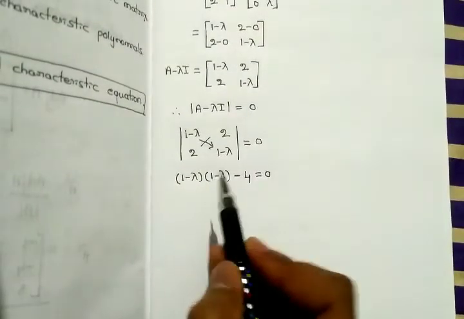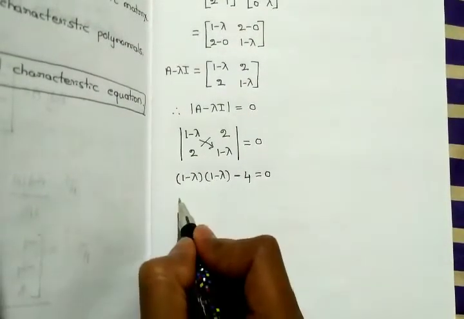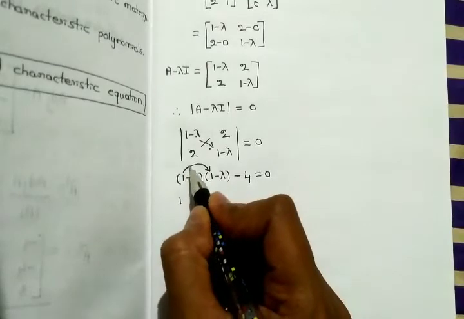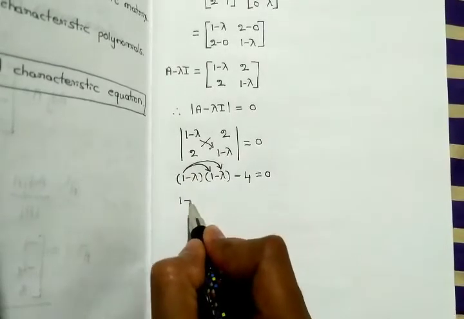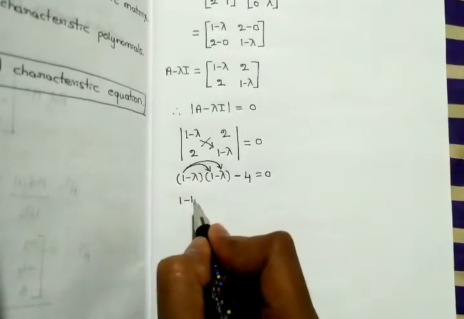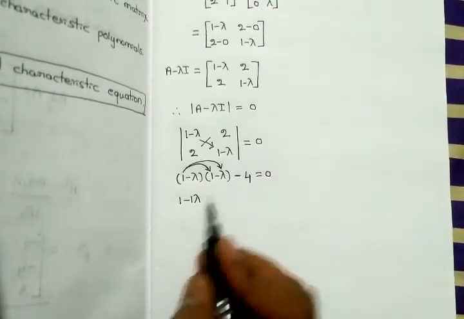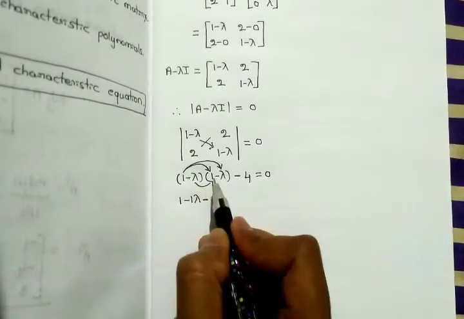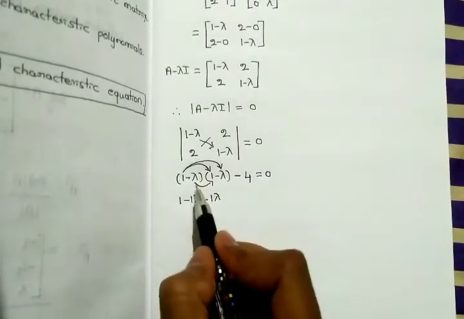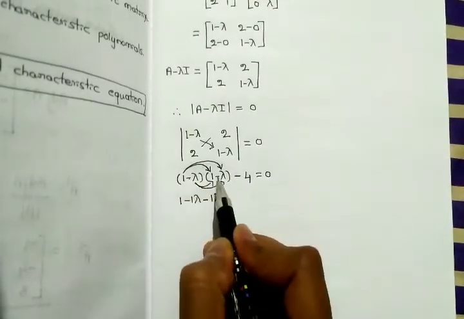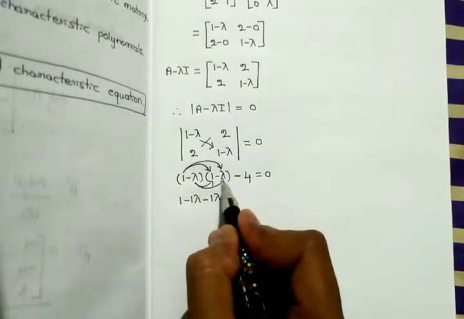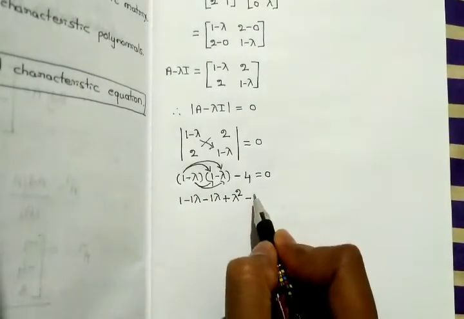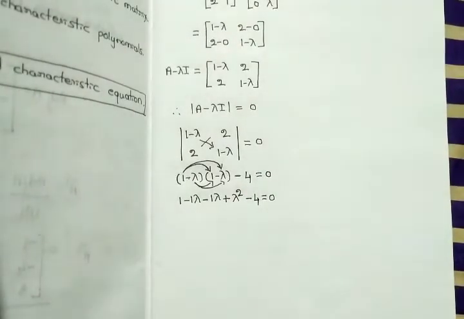Now simplify this. 1 into 1 is 1. Next, 1 into lambda is 1 lambda, plus into minus is minus, so minus 1 lambda. Next, minus into plus is minus, lambda into 1 is 1 times lambda. Next, minus into minus is plus, lambda into lambda is lambda square. Minus 4, keep it as it is, equals 0.